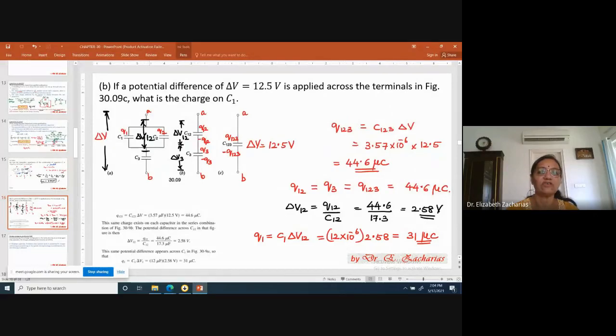Next, there is a second part of the question. What is the second part? It says that if this original combination is connected to a battery which is able to give a potential difference of 12.5 volts, what will be the charge on C1? There is no way I can directly get it. So first, let Q1 be the charge on C1, Q2 the charge on C2, and Q3 the charge on C3.